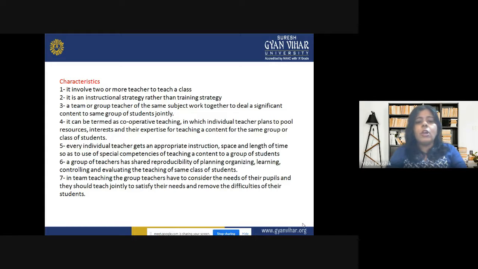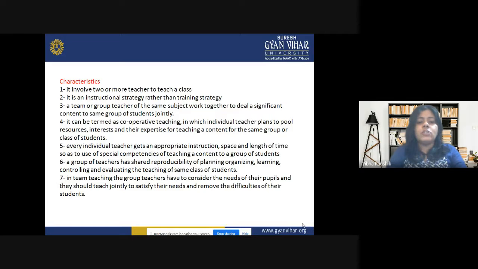It involves two or more teachers to teach a class. In team teaching, there are two or more teachers teaching the students at a particular time. It is an instructional strategy rather than a training strategy. Means team teaching is more an instructional strategy rather than a training strategy for the students.